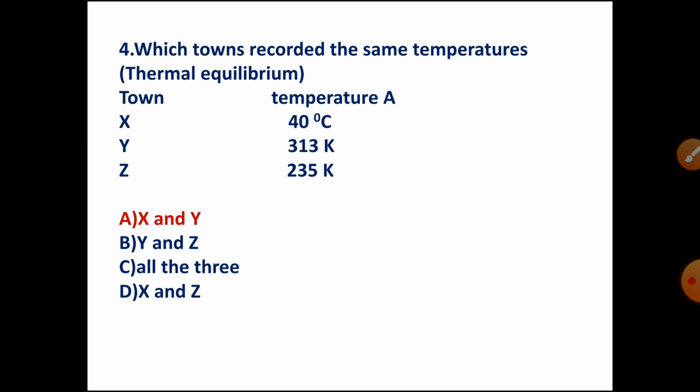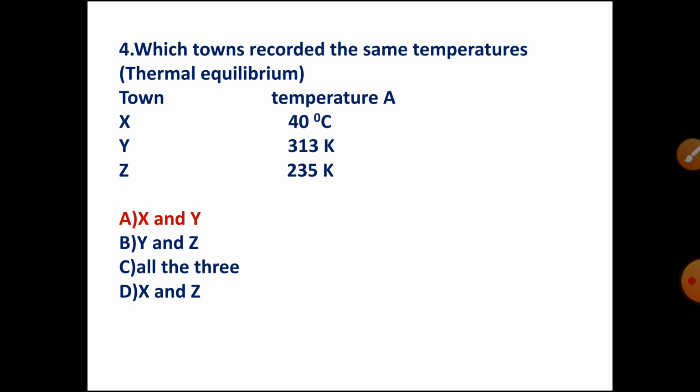Here, which towns recorded the same temperatures? They had given X, Y, Z. 3 towns are there. X is at 40 degrees centigrade, Y is at 313 Kelvin and Z is at 235 Kelvin. First children, you have to remember one thing. When you are doing a problem, you have to verify that all the quantities are in the same system, SI system or CGS. Any one unit you have to convert.